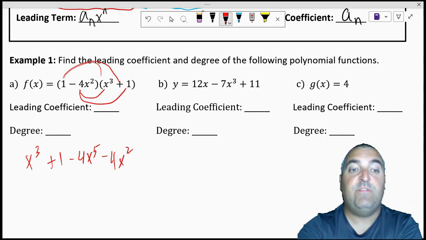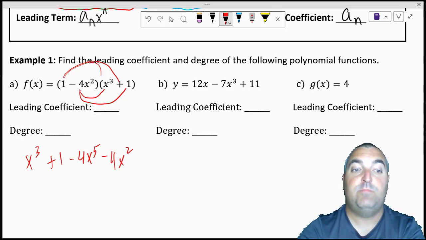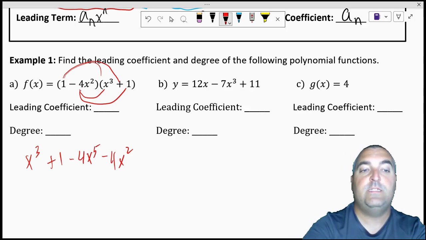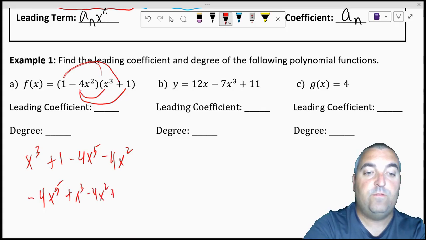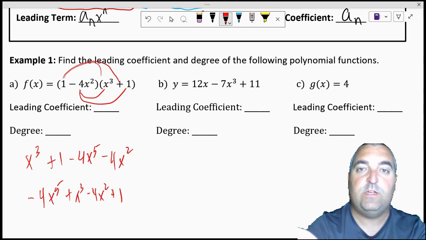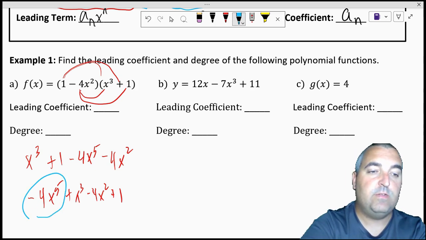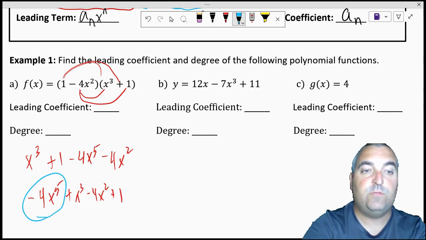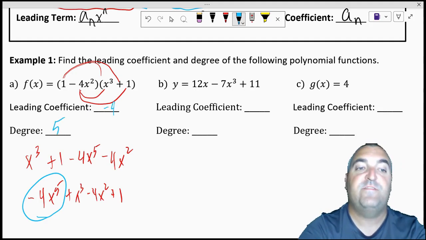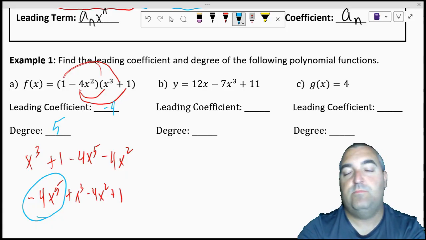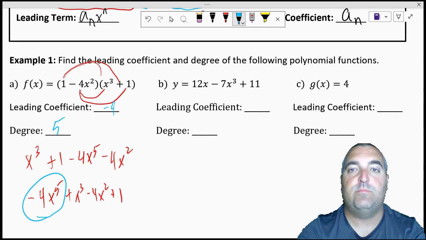All right, so now we have it in the multiplied out version, which is great, but now we should put it in decreasing order. So the x to the fifth should be first, and really from here I don't actually care about the rest, but I'll rewrite it for now. We don't need it for this question though. And now all I care about is this first term. That's where I get my leading coefficient of -4, and my degree is 5. When it's factored, that's probably the hardest one because you do have to multiply it out.